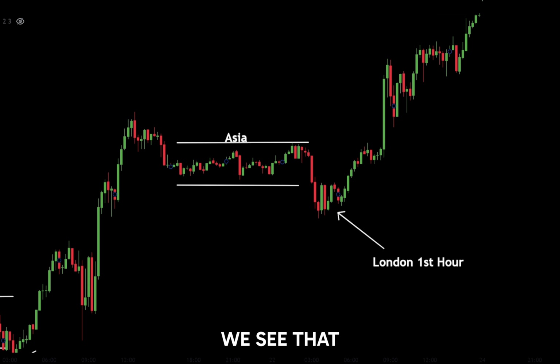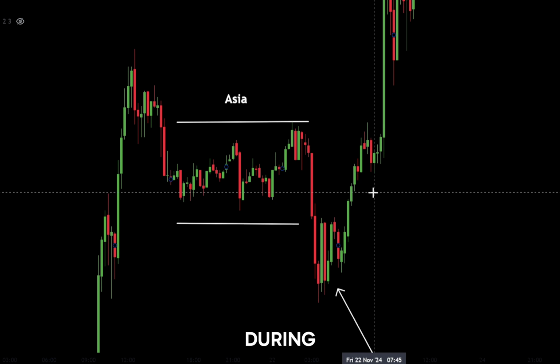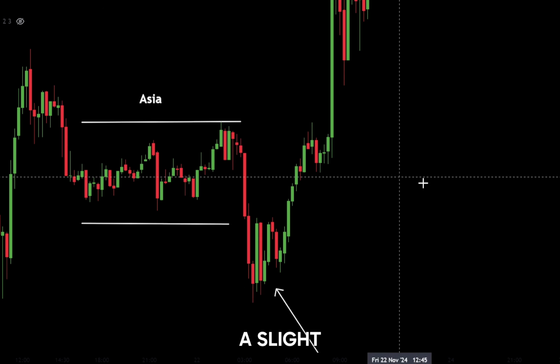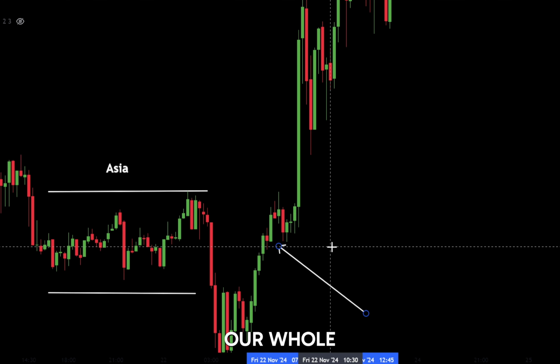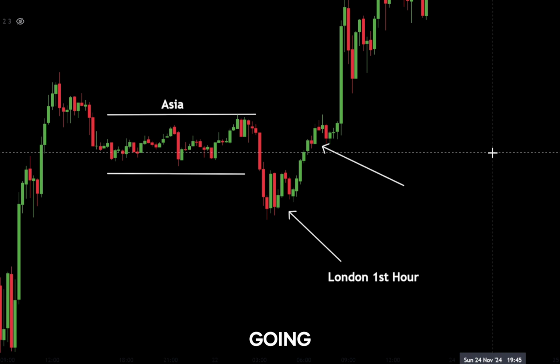Same thing here. We see that we manipulate in London. During New York, we see a slight pullback right here, and then we see the move higher. This creates our whole entire cycle, which is what I'm going to get into next.